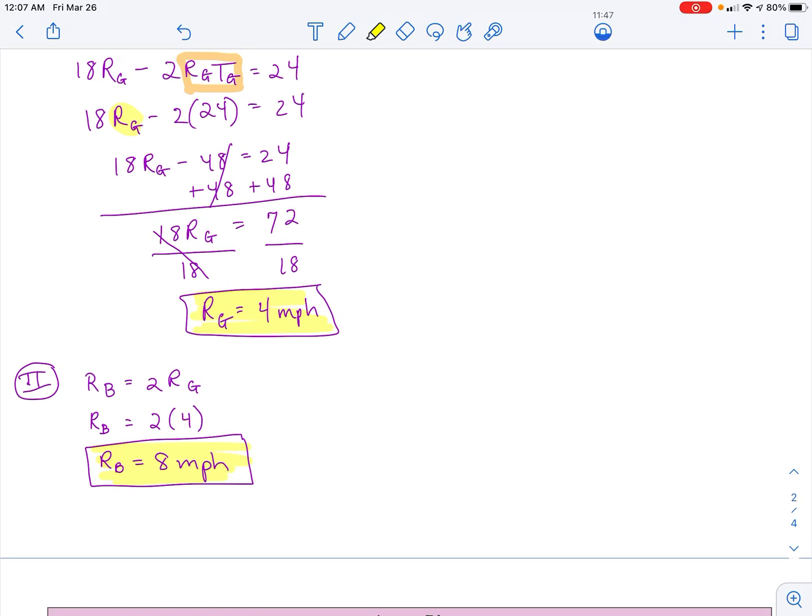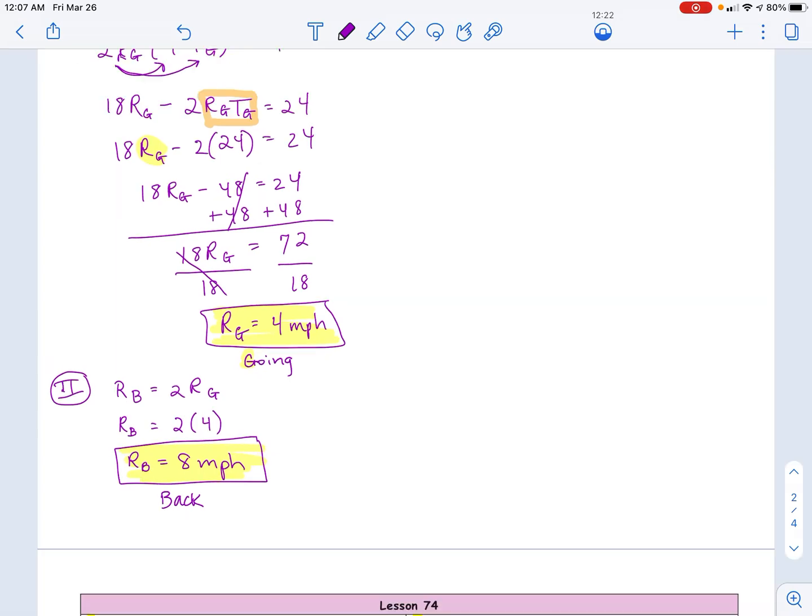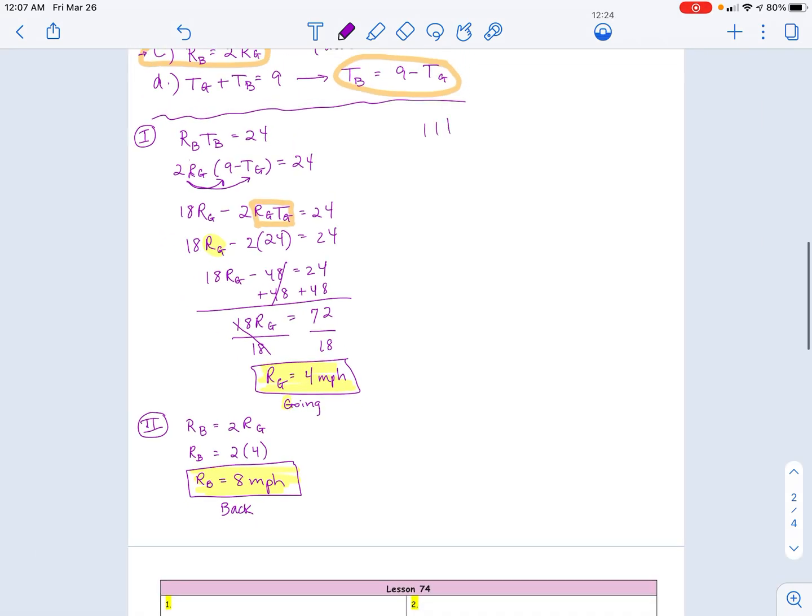How did they actually word that? Oh wait, I'm looking at the wrong one. Okay, how fast did he travel in each direction? So going to the fair, he traveled 4 miles per hour. Coming back from the fair, he traveled 8 miles per hour, which makes sense because remember, it said he doubled his speed on the way back. So he went 4 going, he doubled it and traveled 8 miles per hour coming back. So that's perfect. That makes great sense.